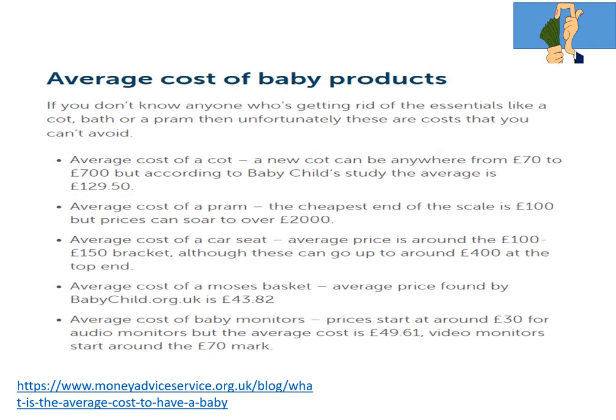And what about the average cost of baby products? Things like cots, baths, prams. Every child needs these. So the average cost of a cot can go anywhere up to thousands of pounds. But even the basic costs can be £100. Average cost of a pram, again, ranging from anything from £100 to £2,000, depending on what you want.